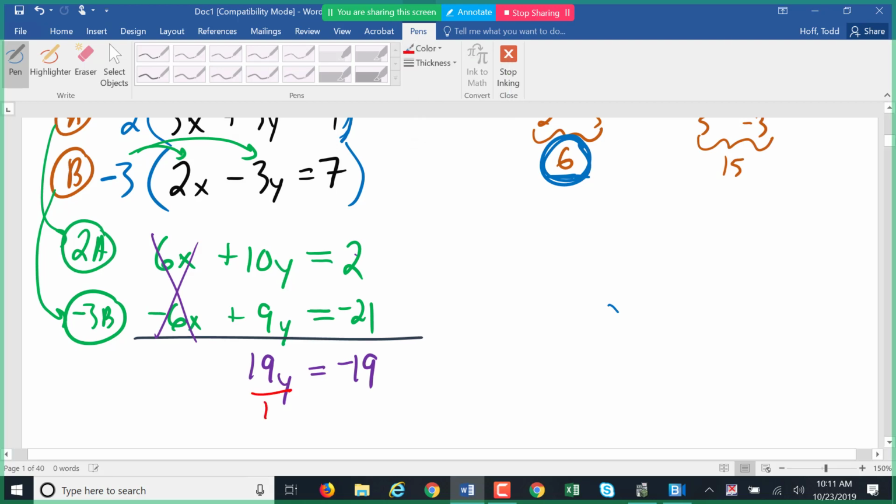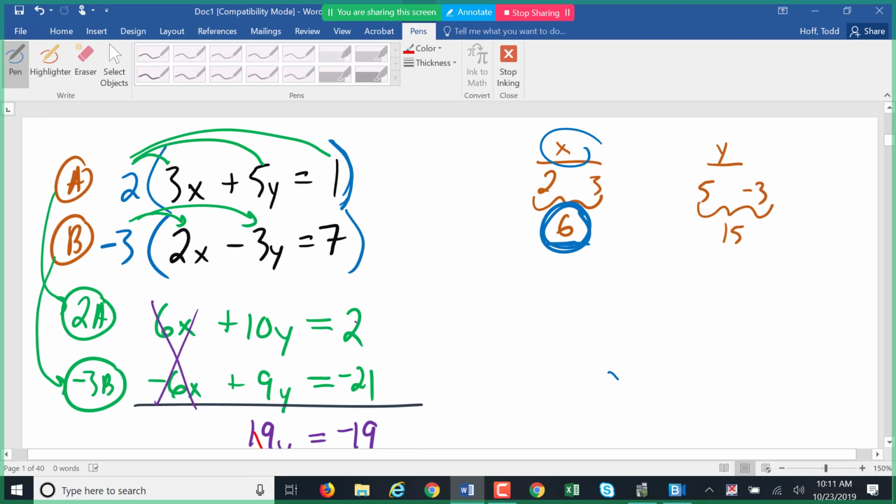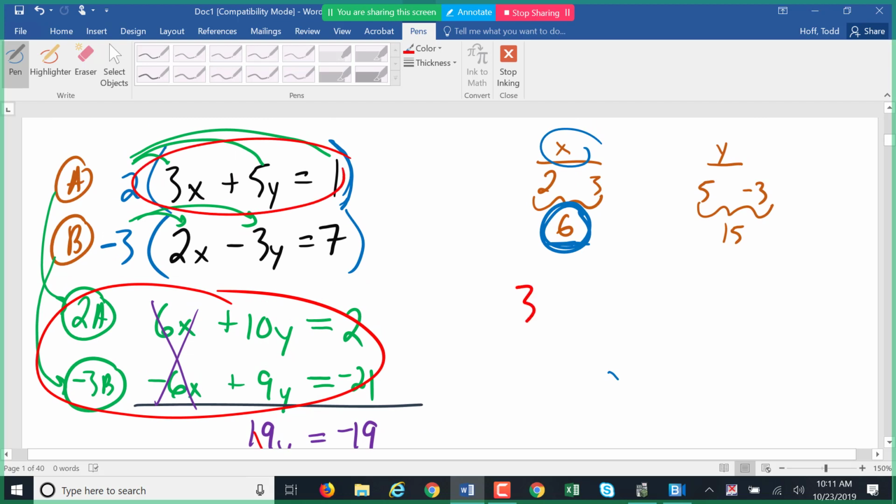We'll solve that by dividing by 19 to get y equals negative 1. So we have y as negative 1. We still have to go back and find x. We do that by going back to the first equations. I'm not going to go back to the ones I multiplied because those are more complicated. But I have y equals negative 1. It really doesn't matter which one I use, so I'll just pick the top one.